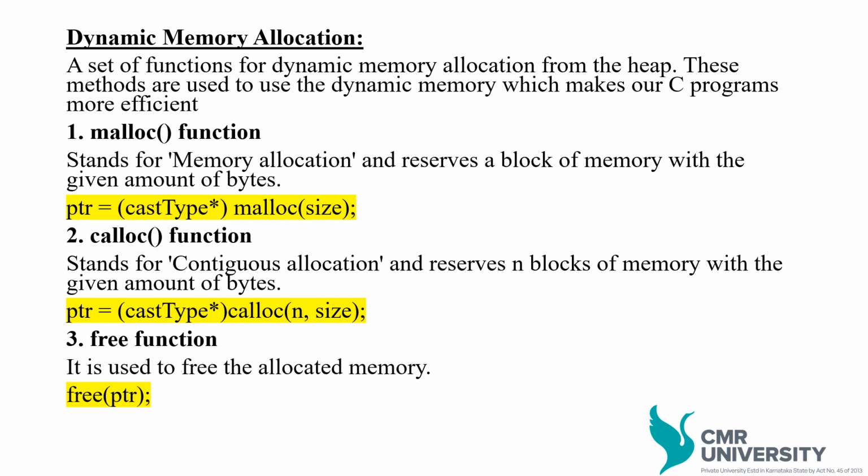And calloc function stands for contiguous allocation. It reserves n blocks of memory with the given amount of bytes, the same as the malloc function, memory allocation function. And next is free function, it is used to free the allocated memory. free(ptr) is the syntax for it. It is used to free memory, like the memory is freed from the characters in that case.